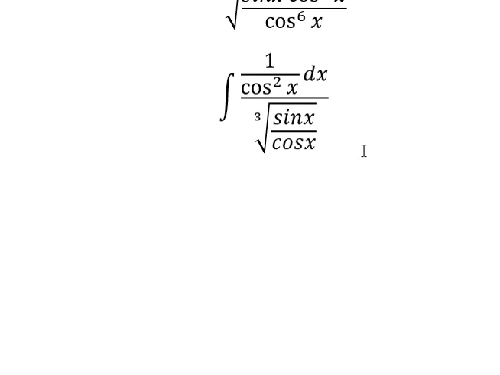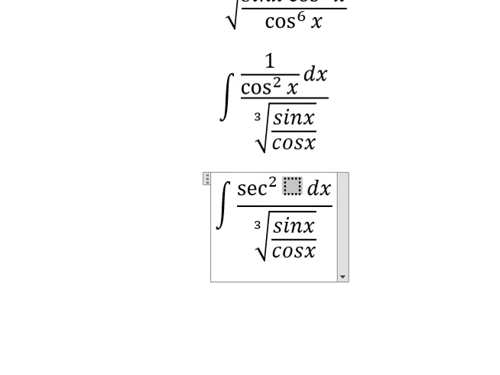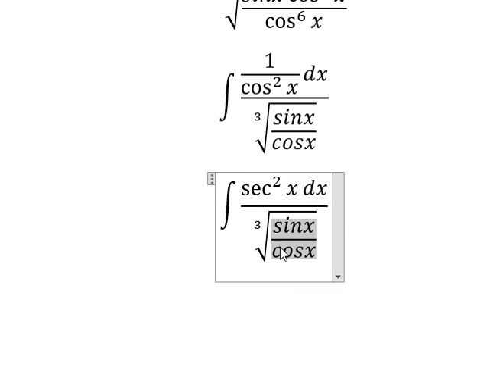Next, we change this one into secant of s squared. This one we change by tan s.